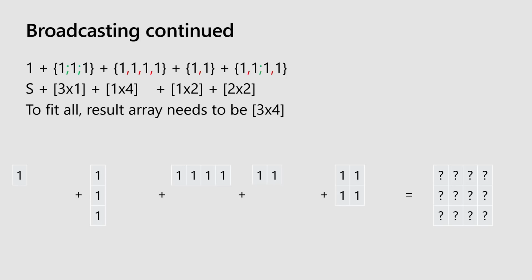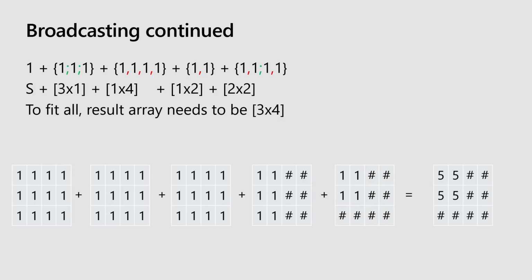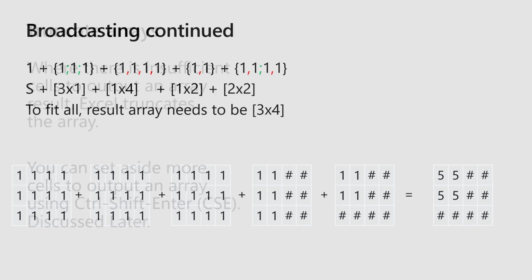So the 1 is easy, we just grow that down, we grow it across. The 3 by 1 is easy, we just grow it across. The 1 by 4 is easy, we expand it down. The 1 by 2 is a little more complex, so we expand that down, that's fine. But when we copy across, we don't know, they could have been different values. We don't know which one we should be copying, so we just fill it with #N/A's. And over here, I've got a 2 by 2. Well, I don't know what to copy down, and I don't know what to copy across, so you get #N/A's, and then we just add them all in a pairwise fashion, and you get the end result. Okay? So that's broadcasting.